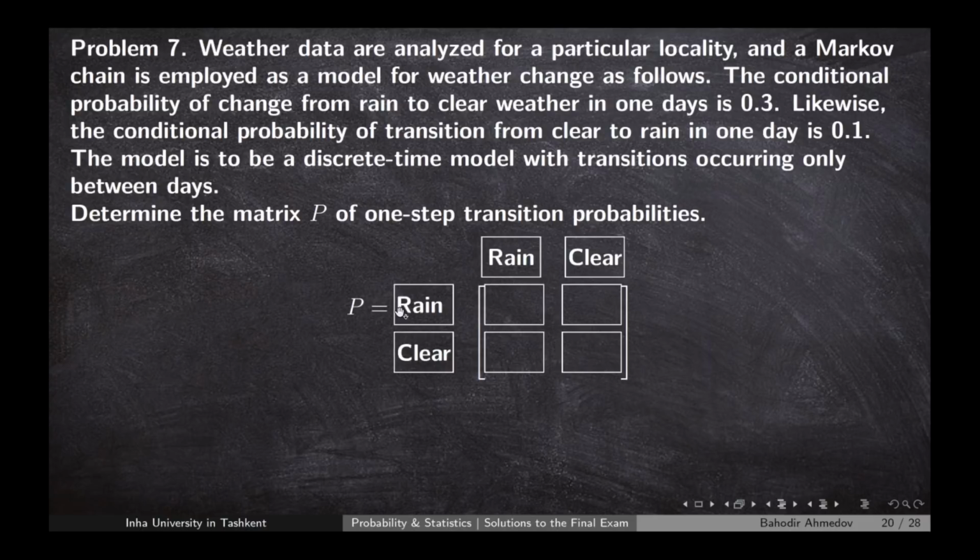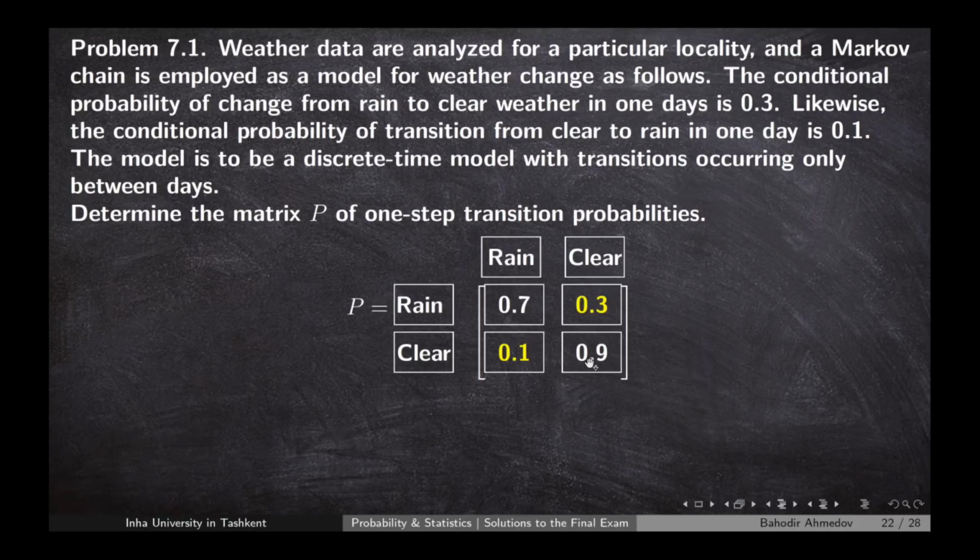So if we observe some data and find that the probability that the weather changes from rain to clear is 0.3, and from clear to rain is 0.1, then in order to find the other two probabilities, we need to subtract those numbers from 1 and fill them in here. Basically, the P matrix, which is the one-step transition probability matrix, has the sum equal to 1 in every single row. So this row should sum to 1, and this row should sum to 1. This is called the P matrix, the one-step transition probability matrix for Markov chains.